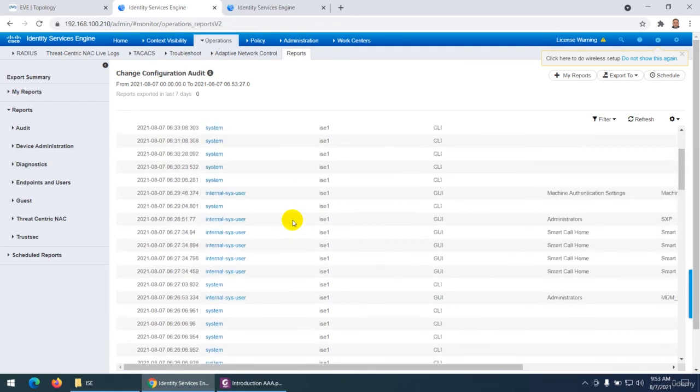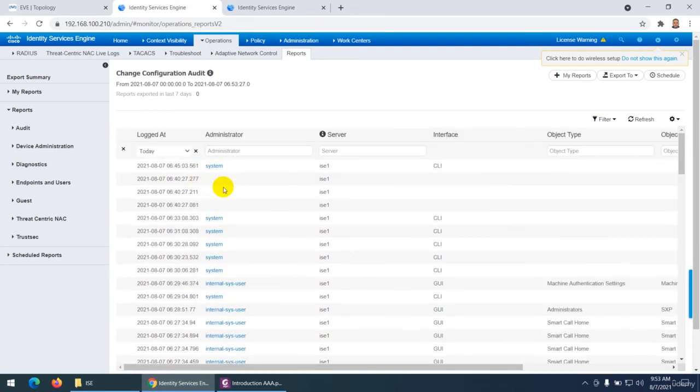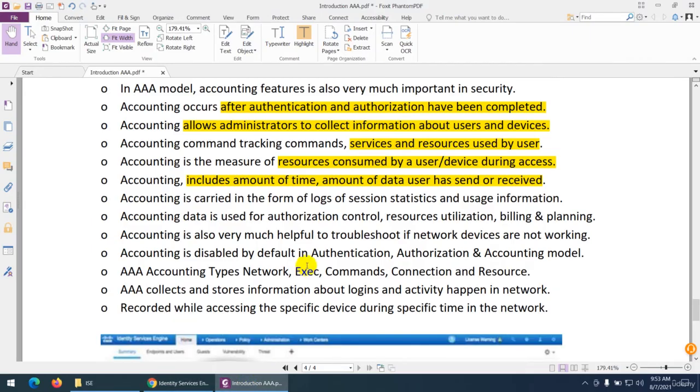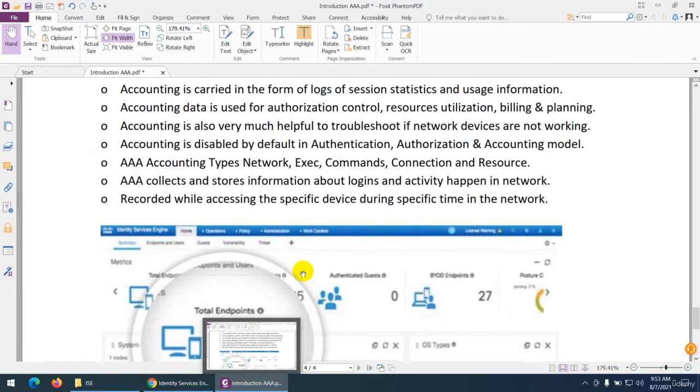They keep each and every record with timestamp. So you can use them for troubleshooting, you can use them for audit purpose, you can use them for billing purpose, for whatever, but it will keep the records. So all these reports are related to accounting. This is called accounting, and it displays each and everything. So it records access to the specific device during specific time in the network. It means it will collect and store information about logins and activity happening in the network.